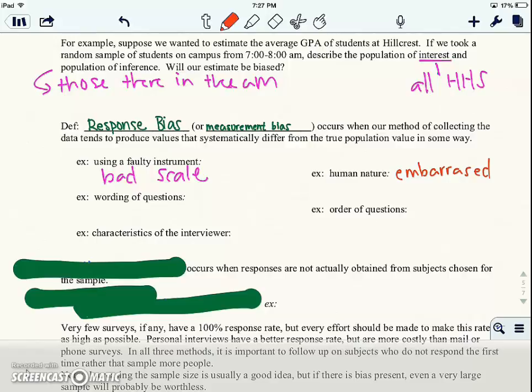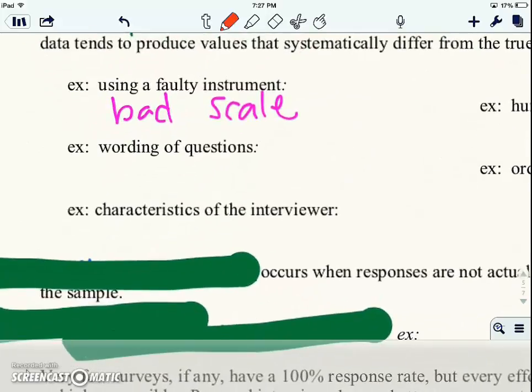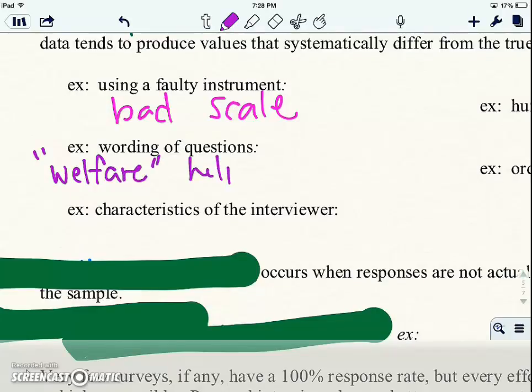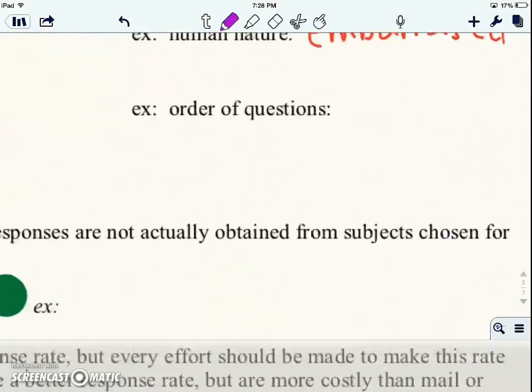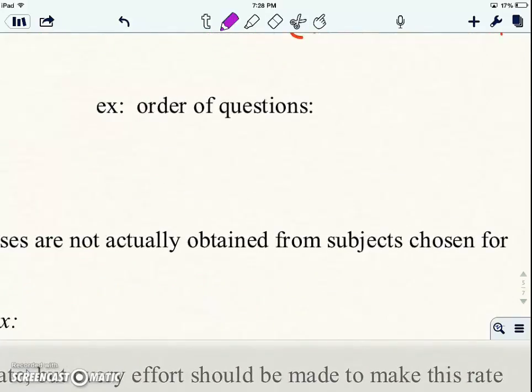So human nature. Wording of a question. If I said, are you in favor of welfare, which sometimes has a bad connotation, versus helping people financially until they can get on their feet. Okay, one has a bad connotation and the other a slightly better connotation. Order of the questions. Just like when you take a test and sometimes you do better in the beginning until you get tired and the end of the test is worse.